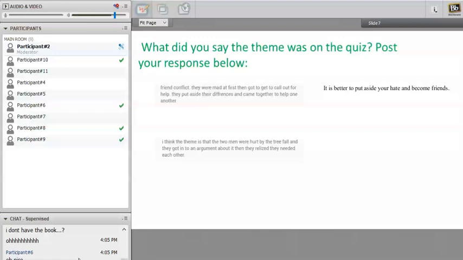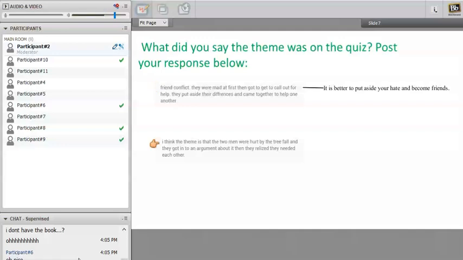Okay, so I'm going to tie these two together. Okay, and look at the difference. It is better to put aside your hate and become friends. Okay, that's a theme statement. That's a general statement that is a big idea that seems to be played out in the conflict between the two men. Okay, so this one is a good start to a theme statement, but this one over here is actually spot on. Okay. And what I love is that you're trying and working toward a theme statement, okay?